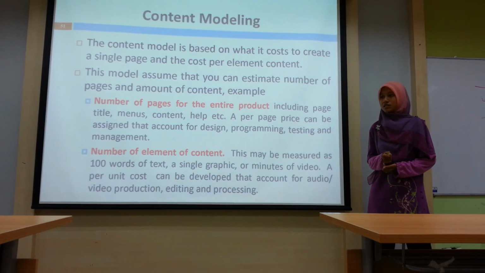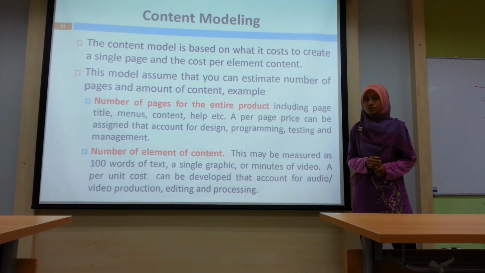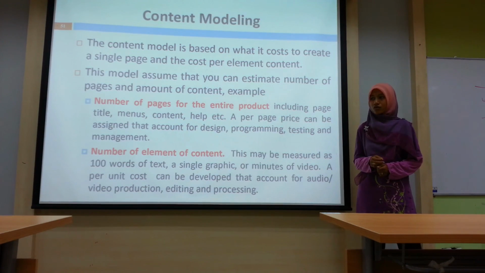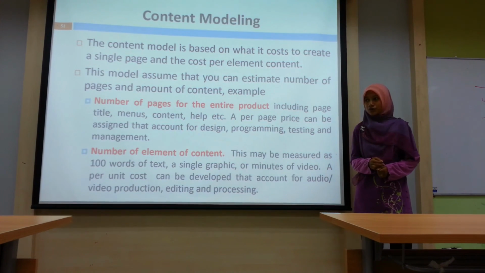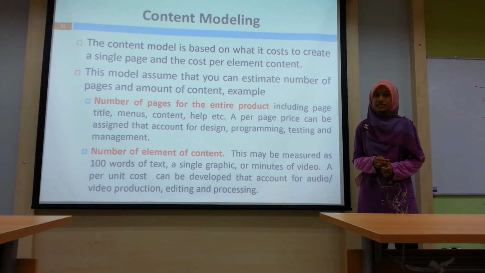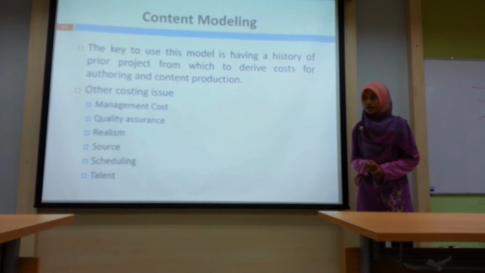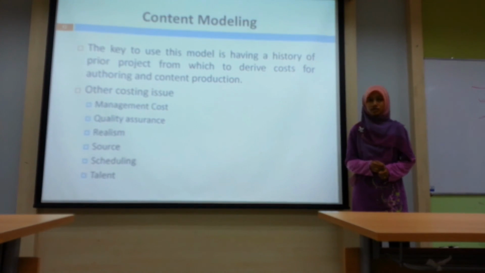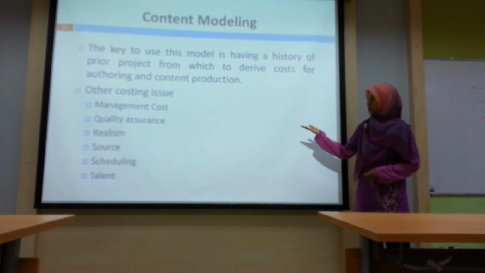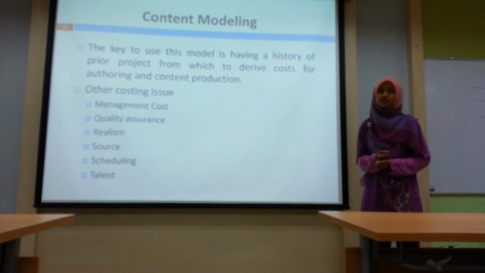the next example is the number of elements of content. So these may be measured as 100 words of text, a single graphic, or minutes of video. A per unit cost can be developed that accounts for audio or video production, editing, and processing. The key to using this model is having a history of prior projects from which to derive costs for authoring and content production. The other costing issues include management costs, quality assurance, licensing, scheduling, and talent.